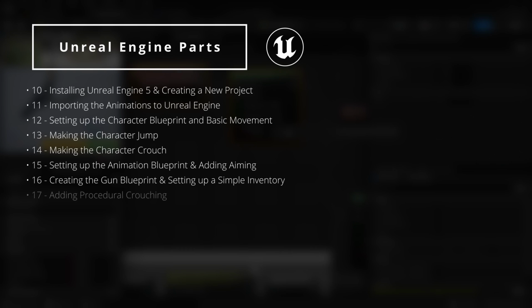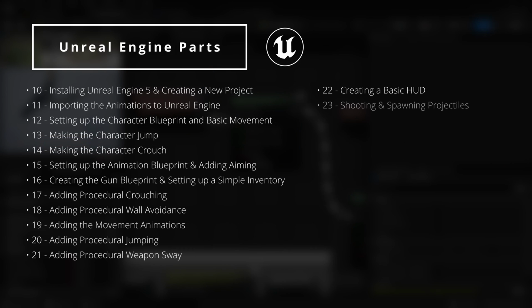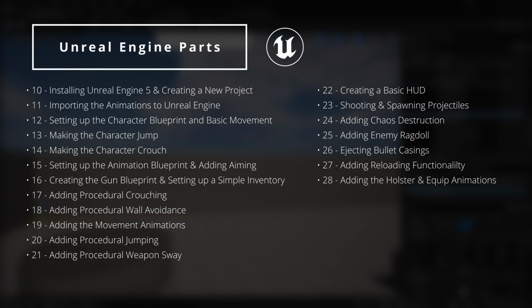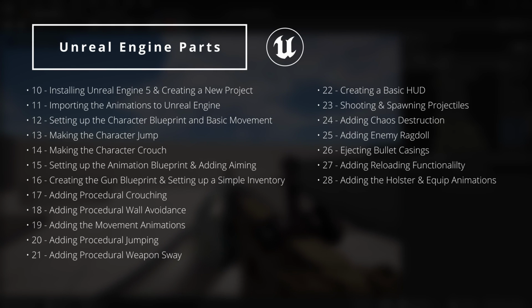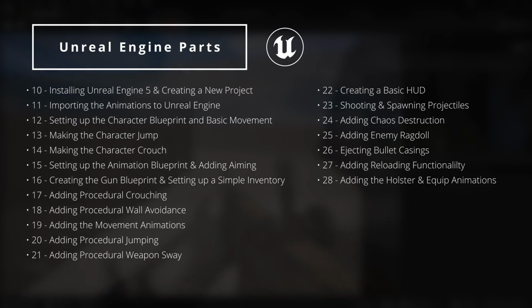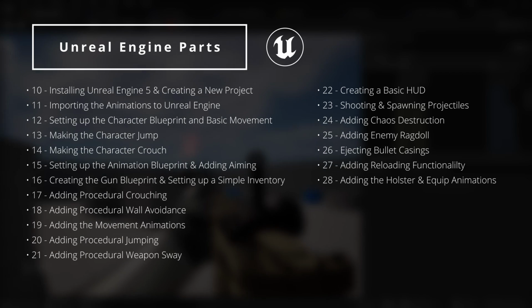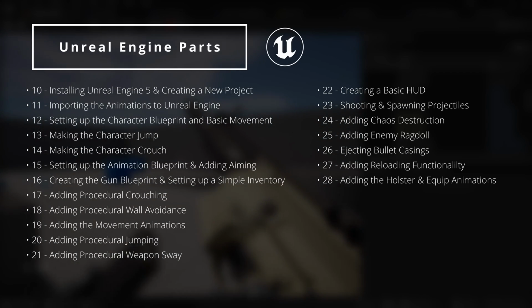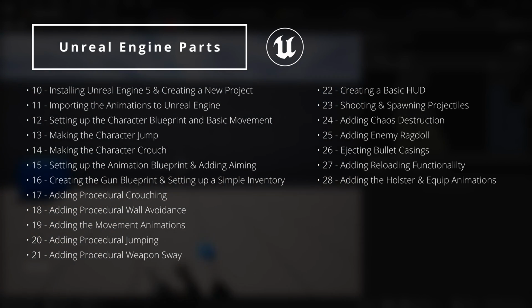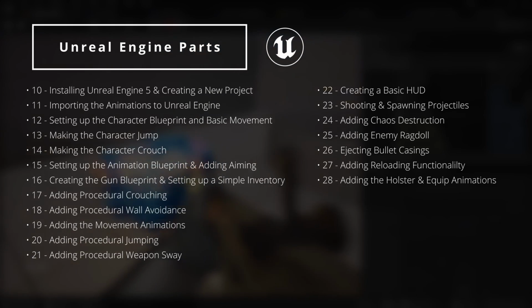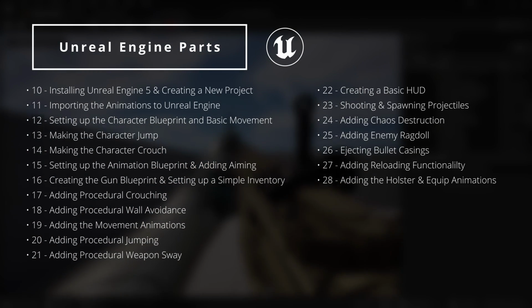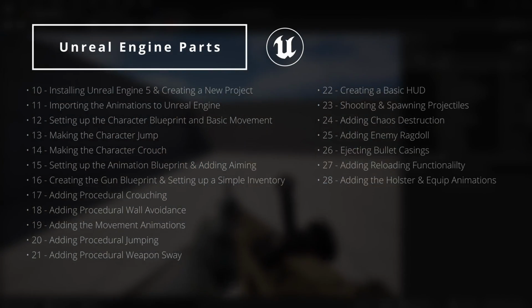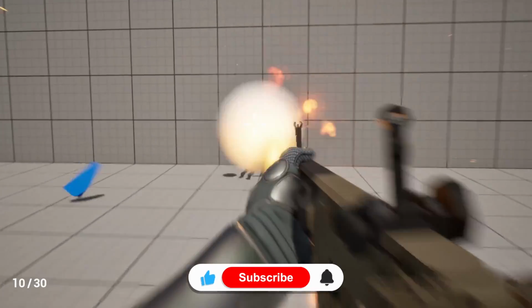In the next section, parts 10 through 28, we're going to switch over to Unreal Engine, where I'm going to show you how to import the models and animations from Blender, along with setting up a playable character blueprint. We'll create essential FPS game functionality like moving, crouching, jumping, shooting, and reloading. You're also going to learn how to create procedural animations and use some cool built-in tools like the Unreal Engine Chaos Destruction Physics.